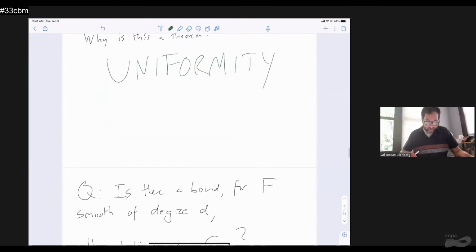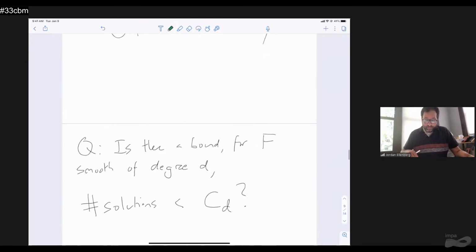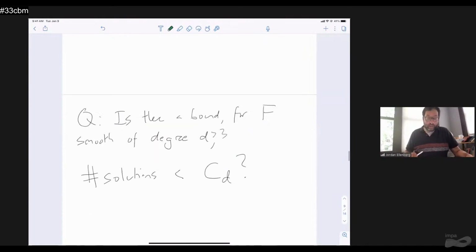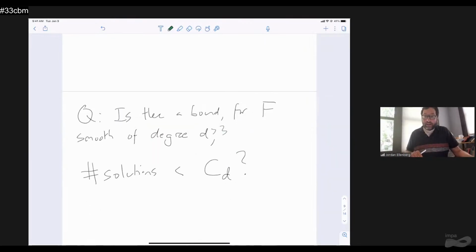So here's a question. Is there a bound, if I have f, let's put in smooth, because I'm going to need that for Faltings, and of degree d, and I better say bigger than 3, where the number of solutions is bounded, not only is it finite, but it's bounded only in terms of d? By the way, smooth is going to imply irreducible for the people who were asking that before. So maybe I'll mention that, since we need that for this.